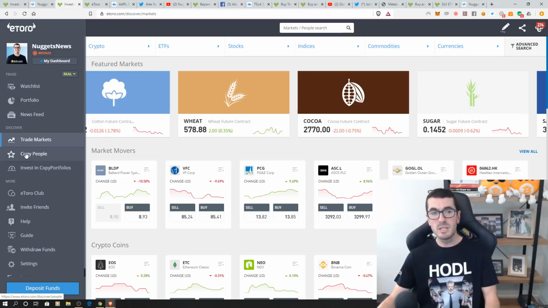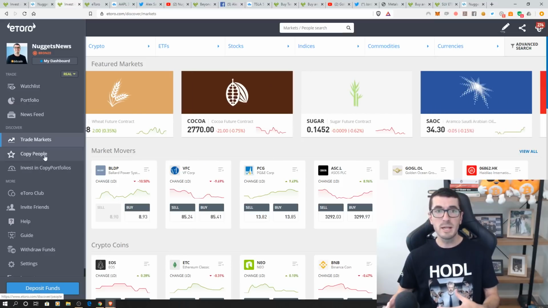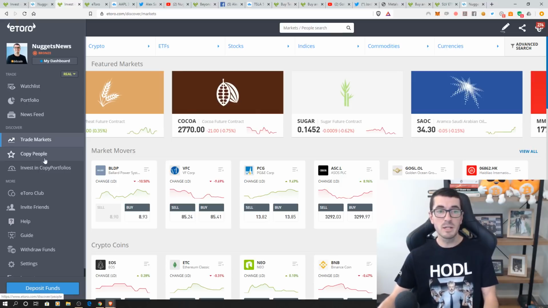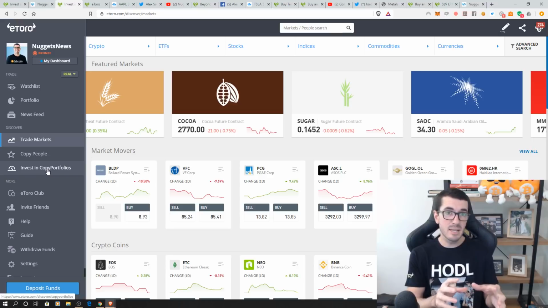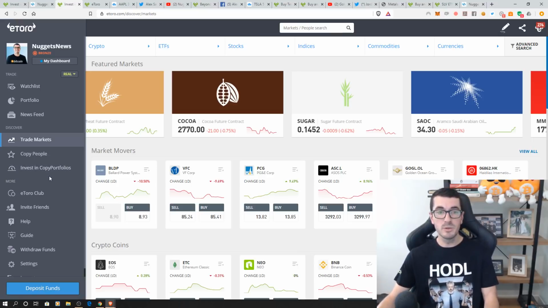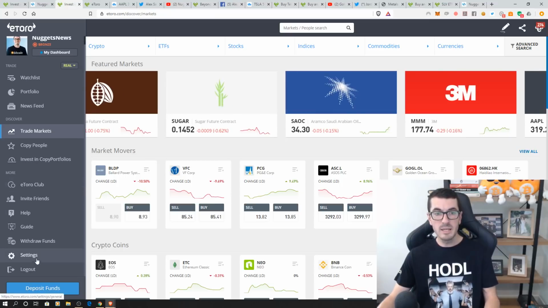The other feature that's new is copy people. So you can copy traders or copy portfolios, and a lot of people are really interested in that. So find traders that are trading asset classes that you like, look at their performance, and then mirror what they're doing. So a few other settings there. There are how-to guides and more help features there.